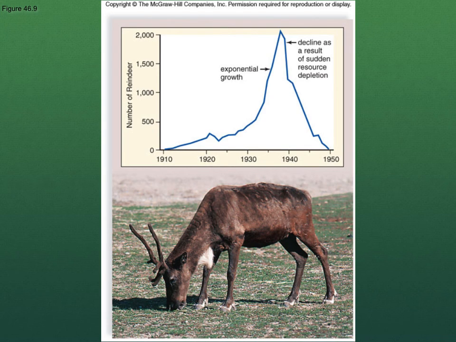This is another example of a population curve that will eventually start to settle down. So in the beginning, it's exhibiting exponential growth. So there's a J-shaped curve, and then all of a sudden there would be a sudden resource depletion, which means that curve would then drop fairly rapidly off.